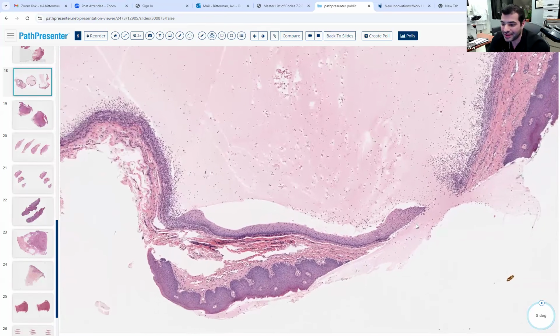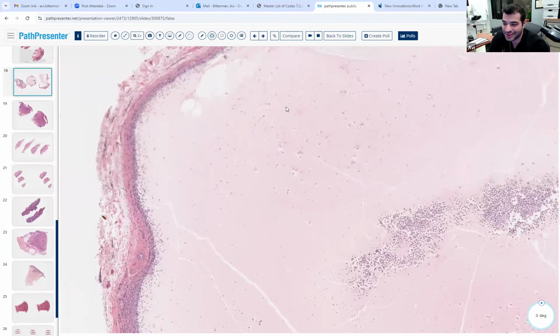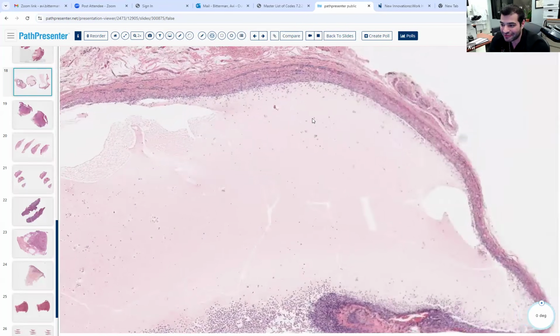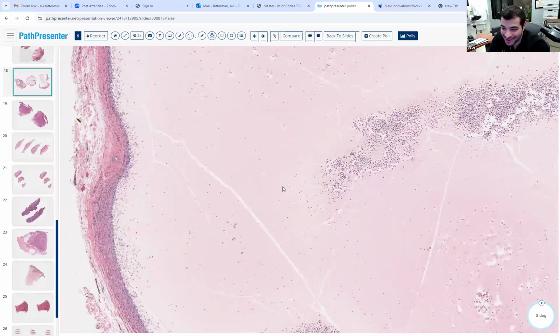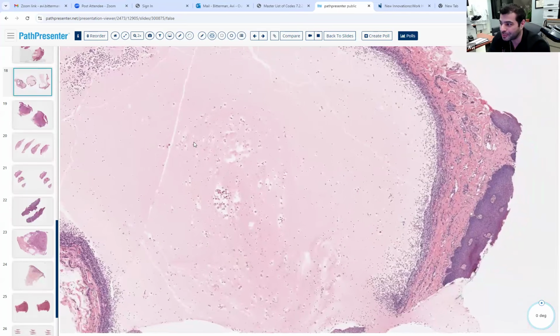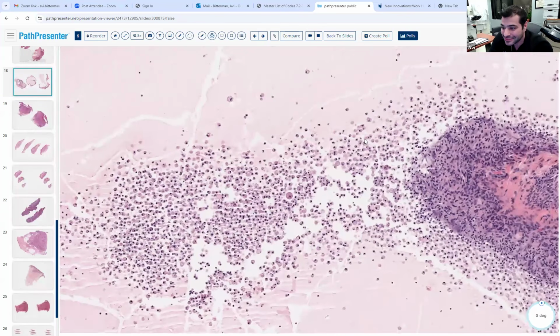You got mucosa, and then look, there's this beautiful, well circumscribed glob of amorphous material, goop. And you see the mucophages in there as well.